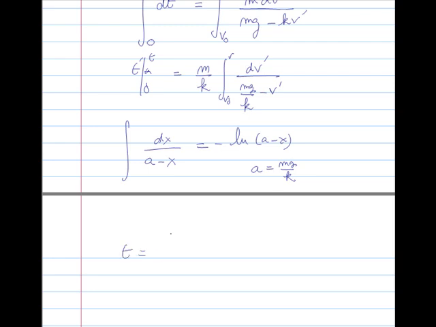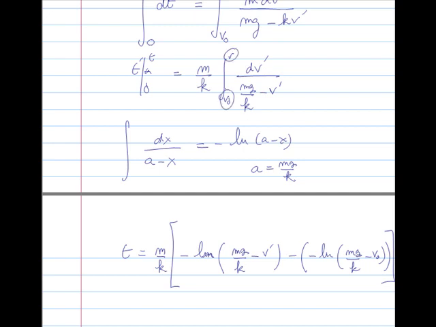So let's do this. In this particular case, a is equal to mg over k. So I'm going to have t is equal to m over k times minus ln of mg divided by k minus v, and then minus ln of mg divided by k minus v naught. Okay, so this comes from integrating this integral and evaluating it between v and v naught. I'm sorry, this must be a v. Okay.